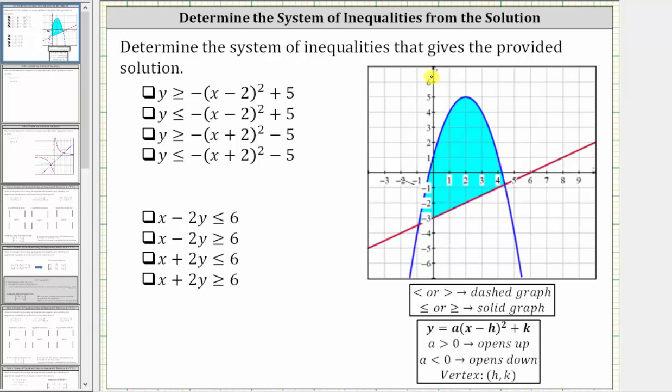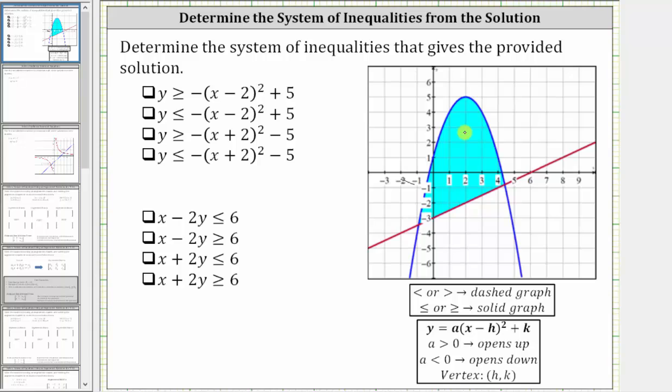Determine the system of inequalities that gives the provided solution. Looking at the graph, the shaded region is part of the solution, as well as the border, because both graphs are solid. Because both graphs are solid, we know the system of inequalities must have less than or equal to or greater than or equal to inequality symbols.